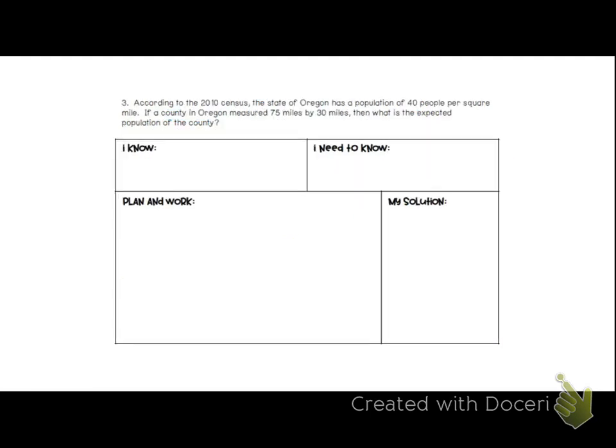All right, moving on to number 3. According to the 2010 census, the state of Oregon has a population of 40 people per square mile. That word per tells me right away I have a ratio. It is 40 to 1. And that's talking about people.